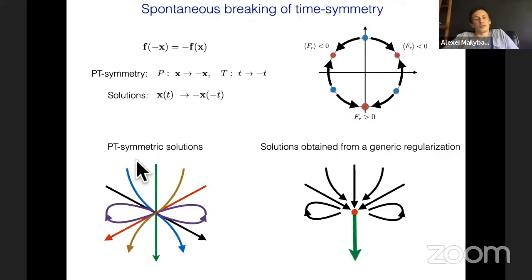So you see that this means that despite the original system being time reversible, the choice which will be given by almost any regularization will be unique, and it will break time reversibility. So you see that this picture obviously is not time reversible. If you change the arrow of time, it doesn't even make sense.